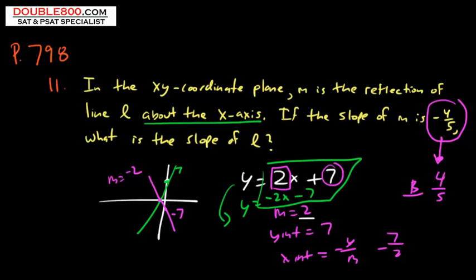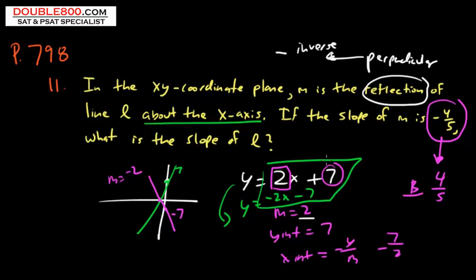One last point. Sometimes you'll see on the test, instead of the word reflection, what if the two lines are perpendicular? Perpendicular, I want you to remember this, and you probably know already, that is going to be the negative inverse, the negative reciprocal. So here, if we have the slope of 2, negative reciprocal, that would be negative 1/2. That's the difference between perpendicular and reflection.